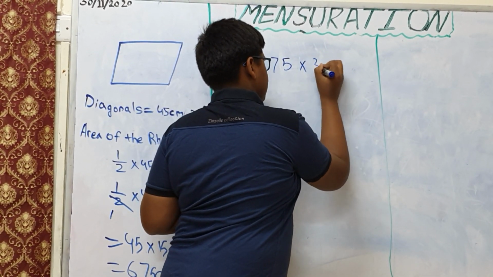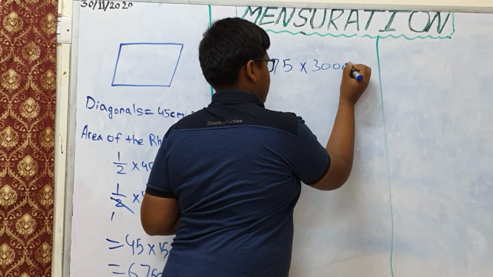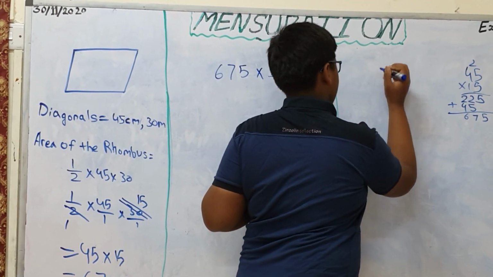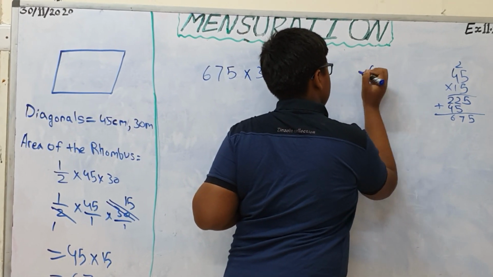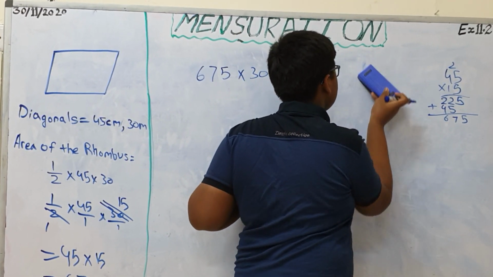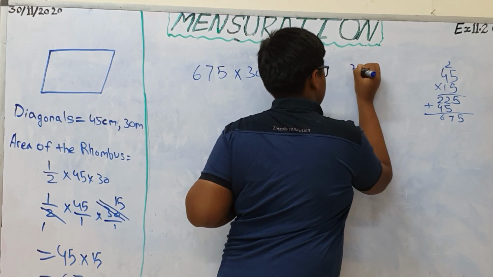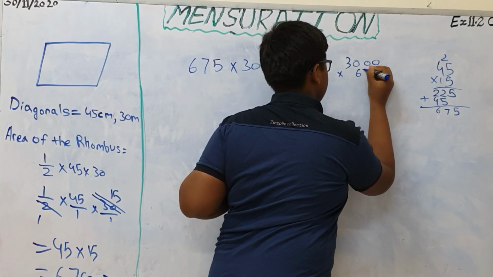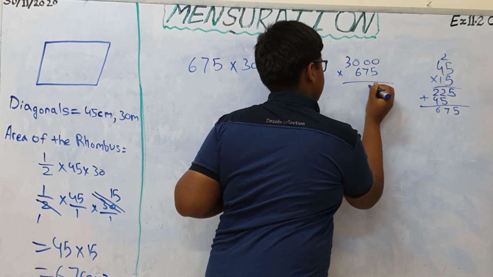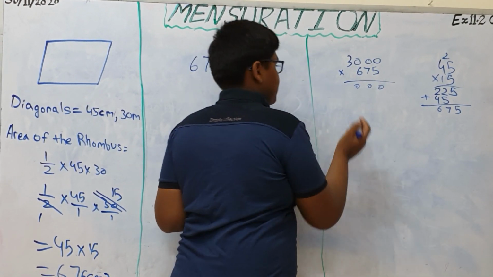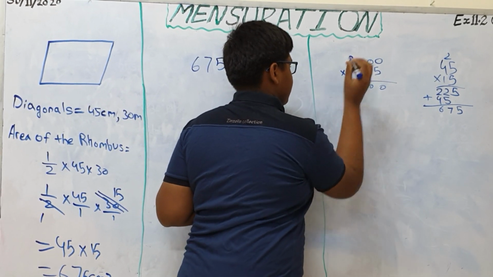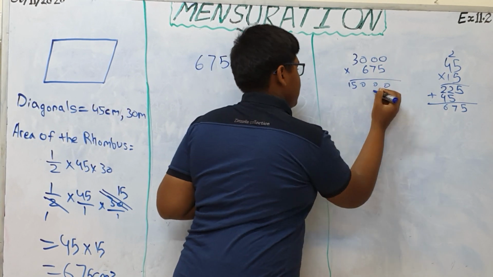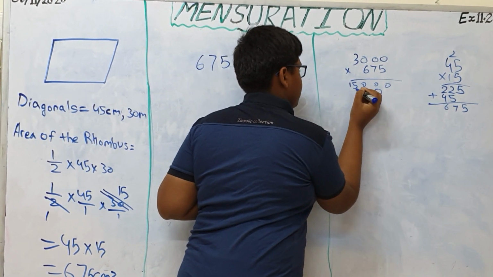675 into 3000. So we are gonna do this here. Just a second, sorry. 3,000,000 into 675. All three zeros as it is. Now 3 5s are 15. Now I wrote it. Now 0, again 0, 000.